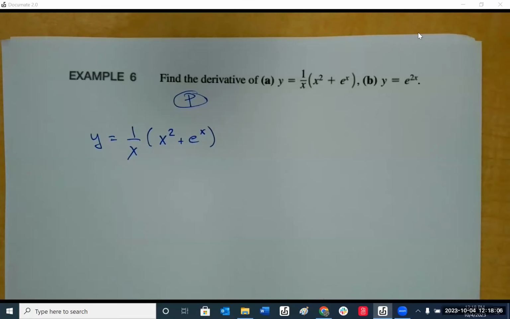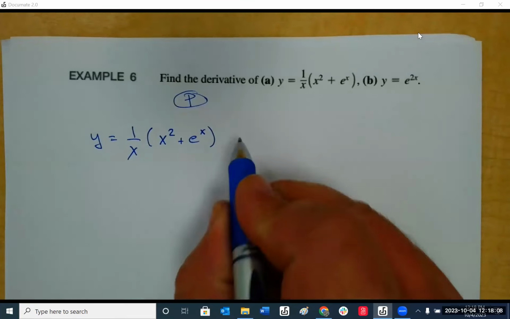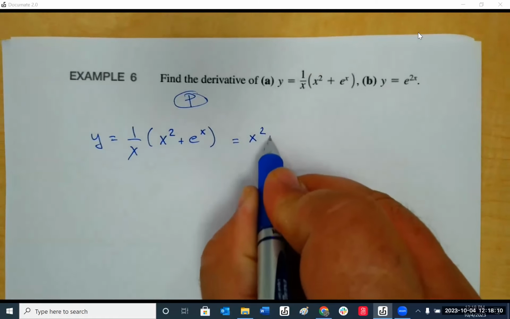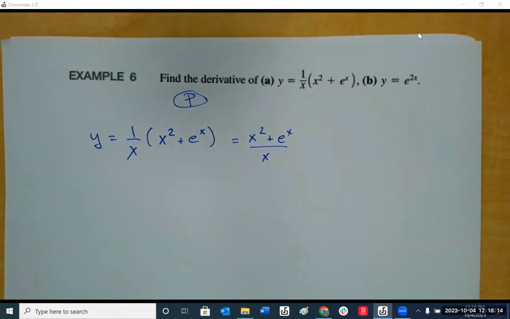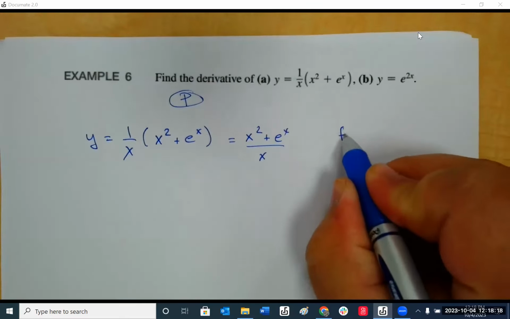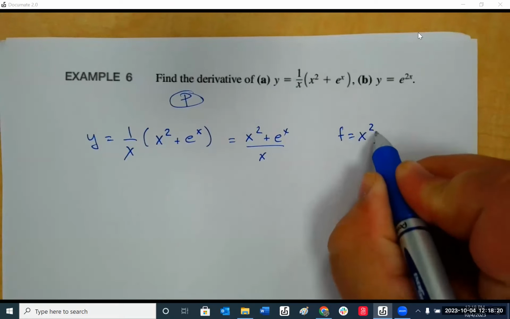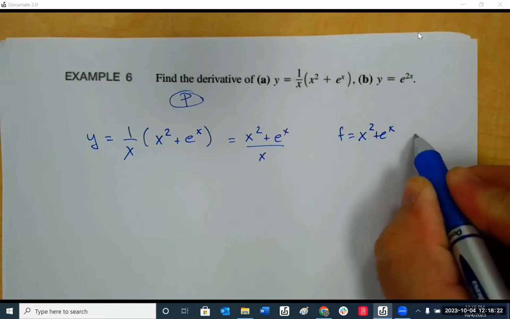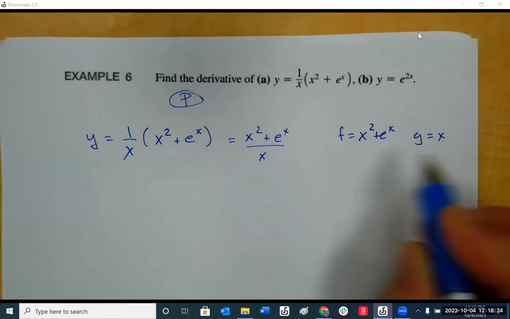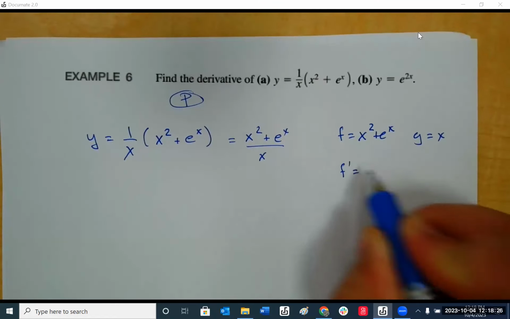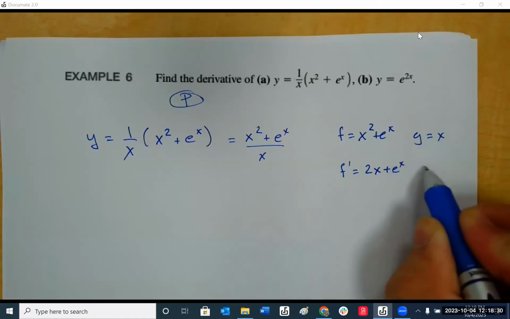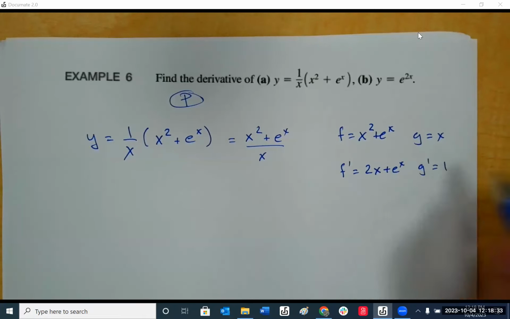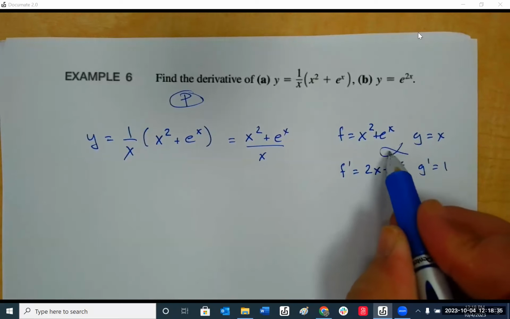Well, for the quotient rule, since there was already a 1 in the numerator, I just put the x squared plus e to the power of x over x. Okay, let's look at that. So f is x squared plus e to the x. G is equal to x. F prime is 2x plus e to the x, and g prime is 1.